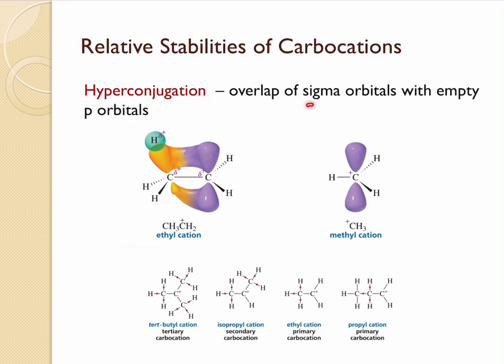Hyperconjugation is the overlap of the sigma orbitals with the empty p orbitals, where some of the electrons from the sigma orbital are going to move onto the empty p orbital.